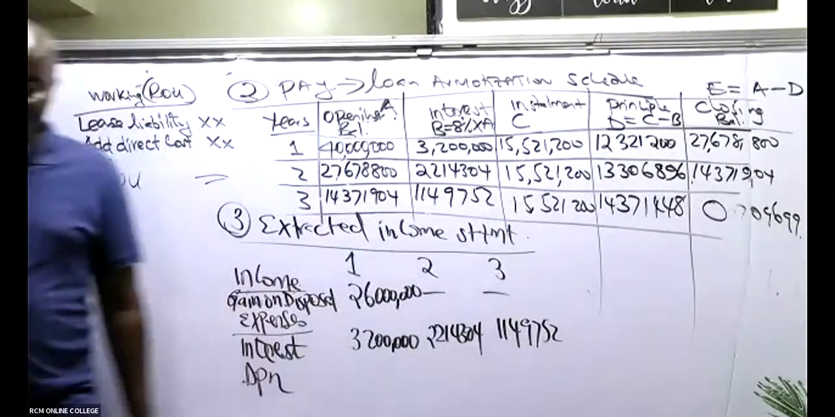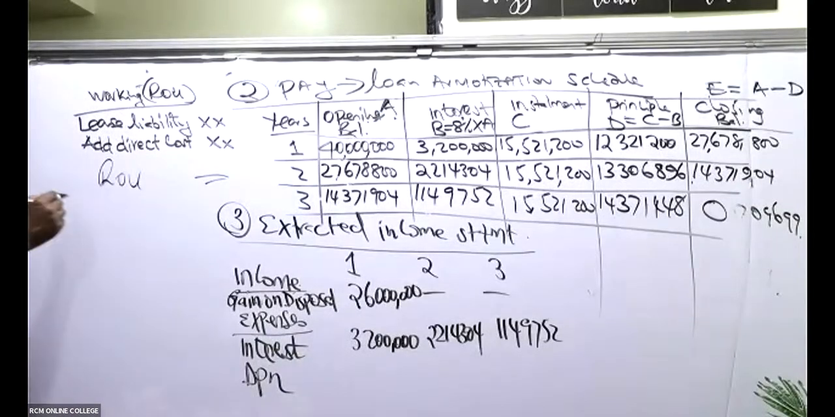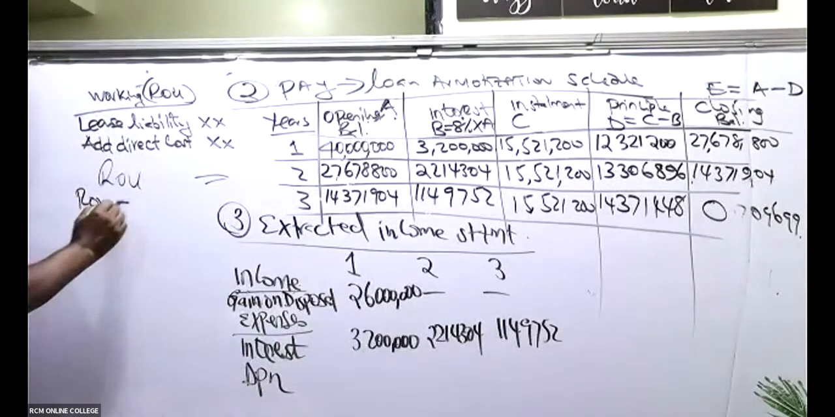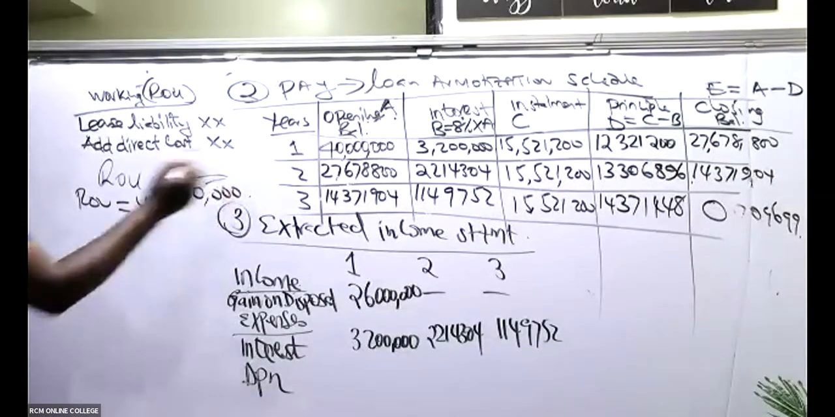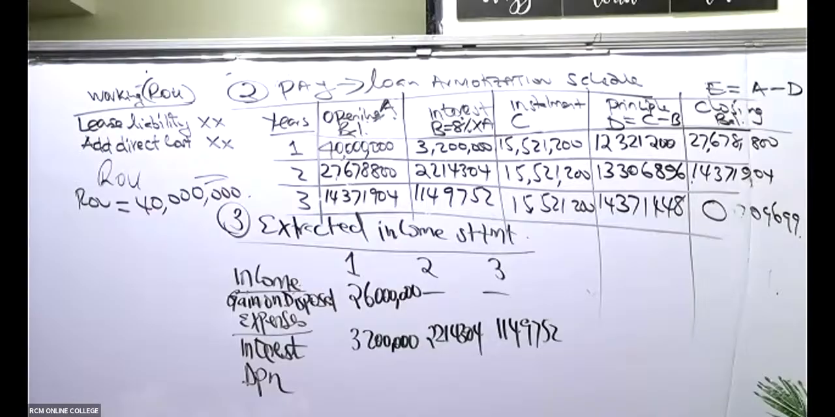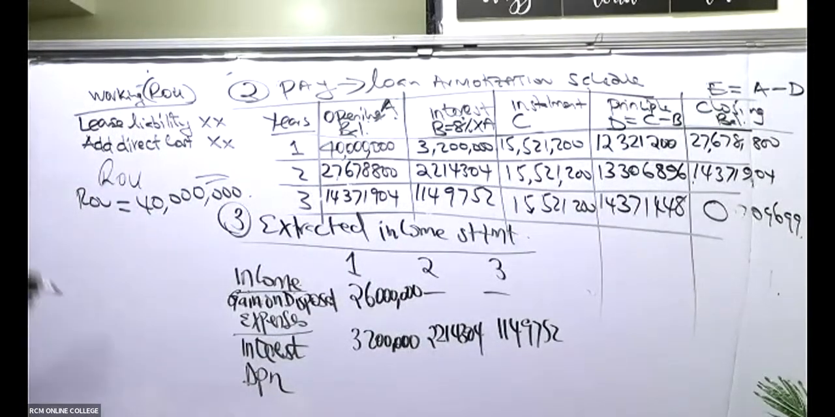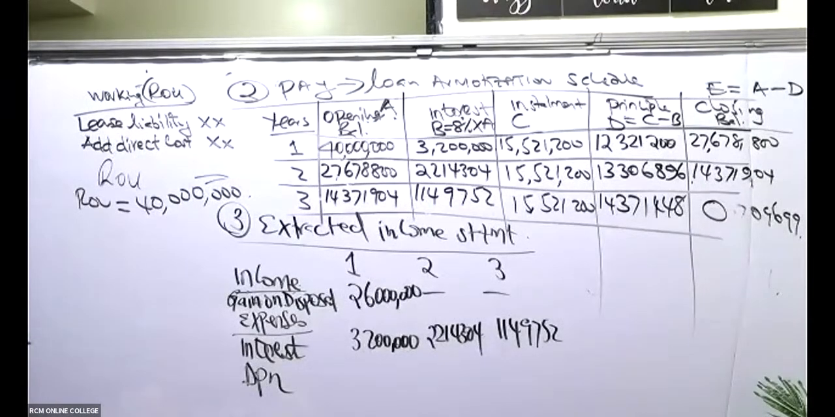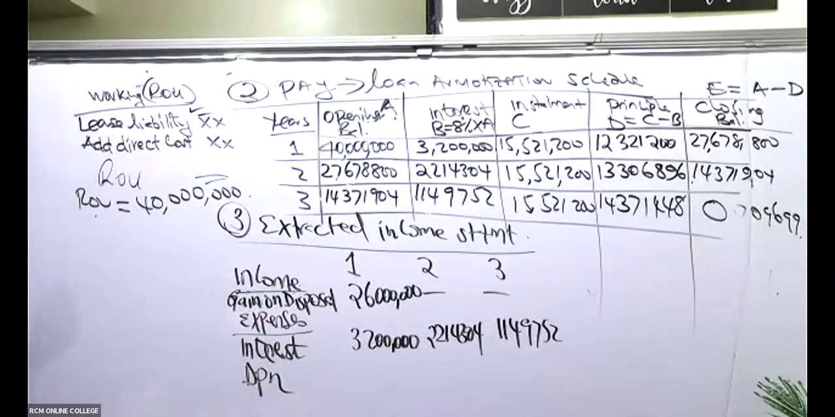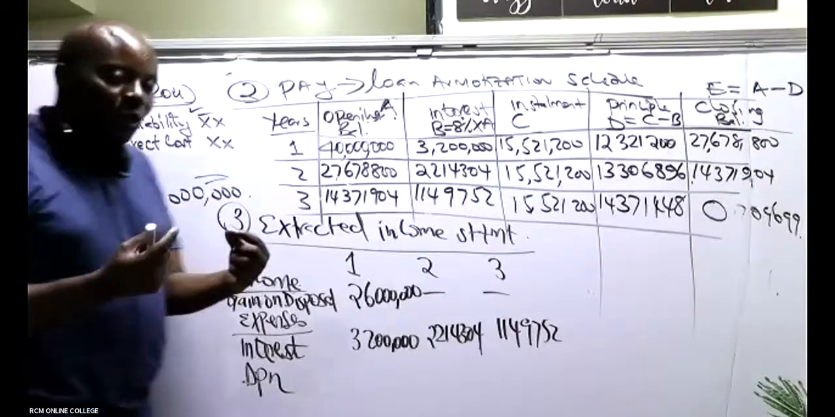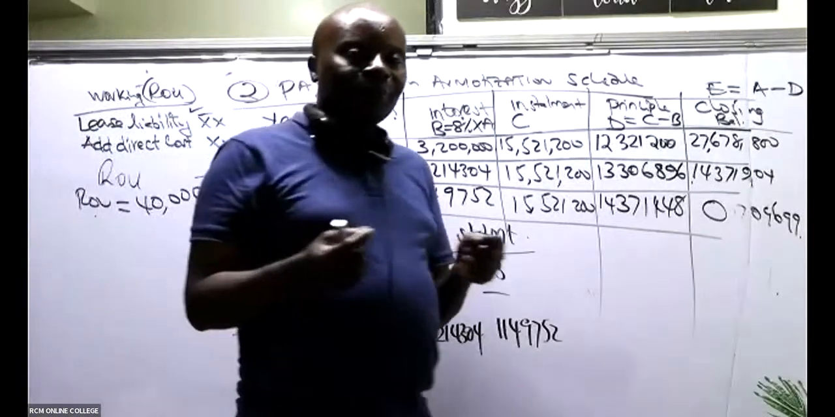We don't have any other additional cost given here. So basically, in our case, our ROU will be exactly equal to what here? To 40 million, because there are no additional costs. So our ROU will basically be equal to the lease liability. So remember, this right of use is what will be your asset value.